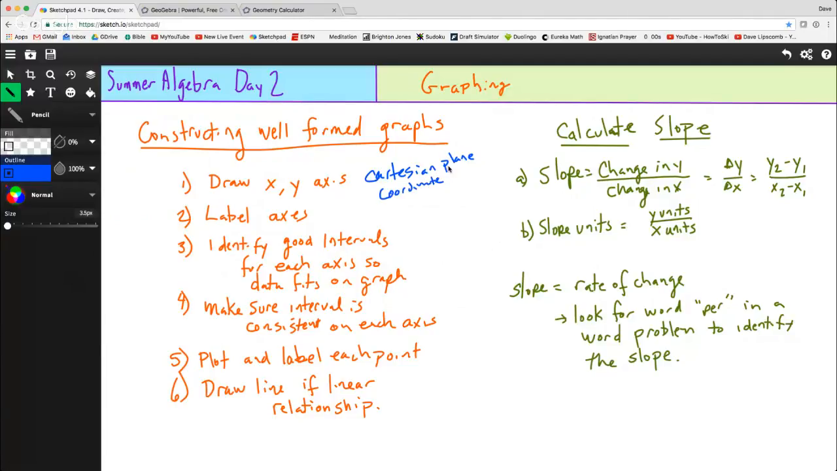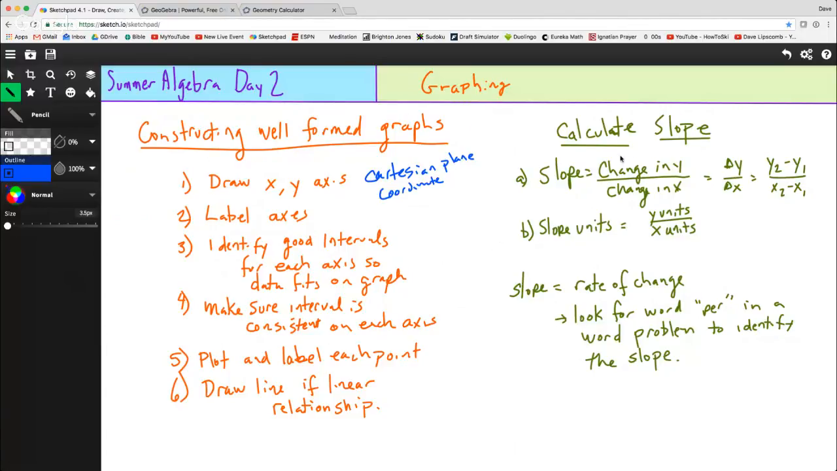We label our axis. We identify good intervals so that the data fits on our graph. We make sure the interval is consistent on each axis. We plot and label each point. And then we draw a line if the relationship is linear to represent the data in our graph. Now, we're going to do all of this work on a document camera here in a second.